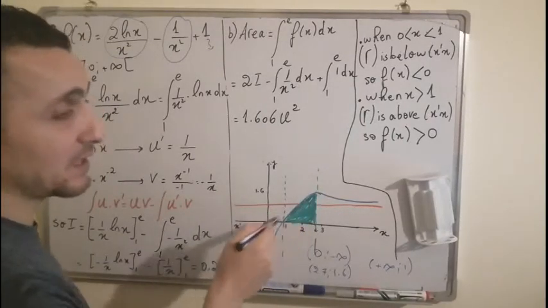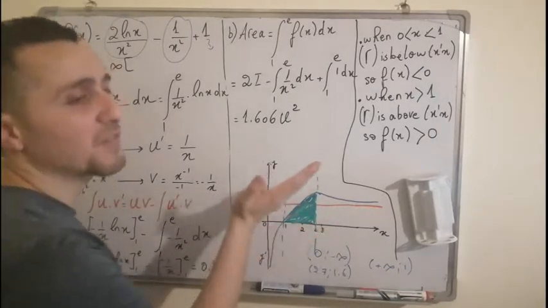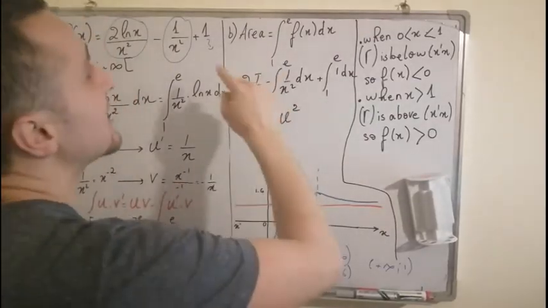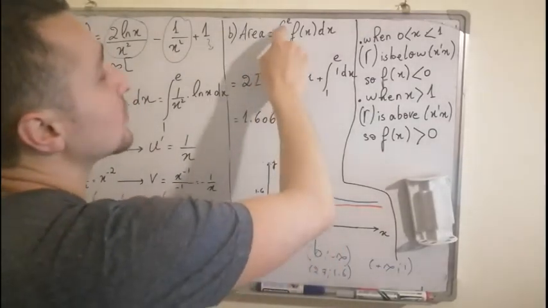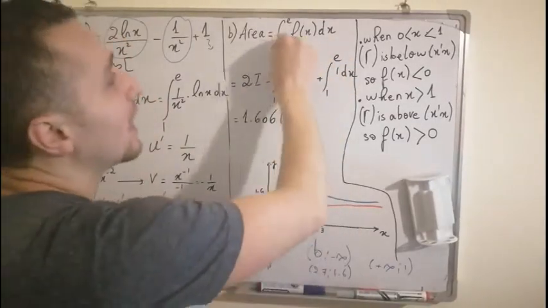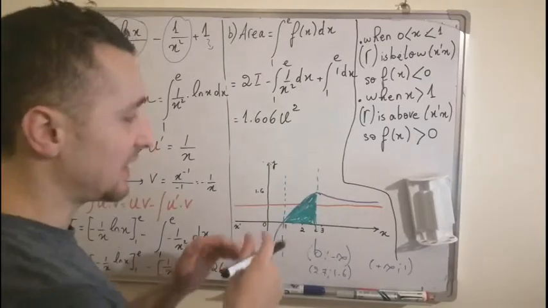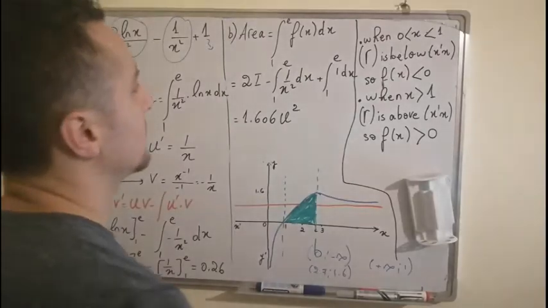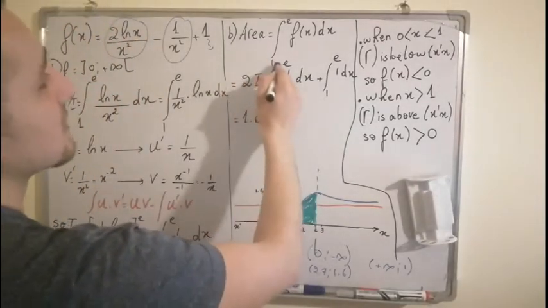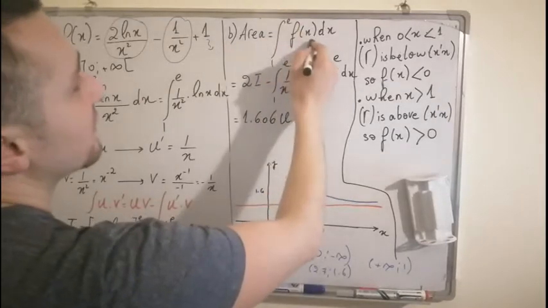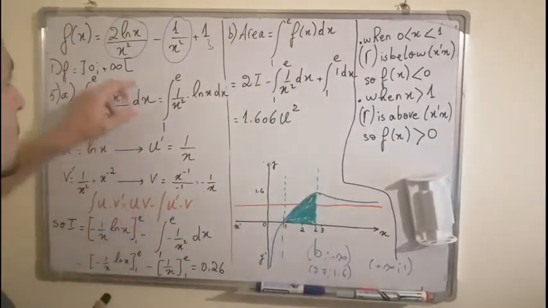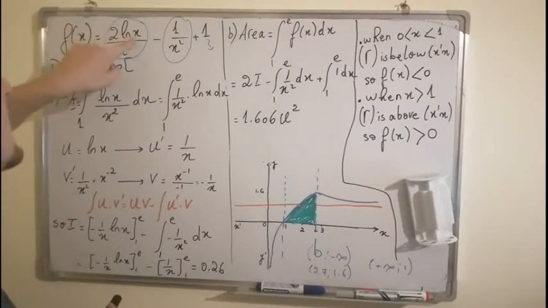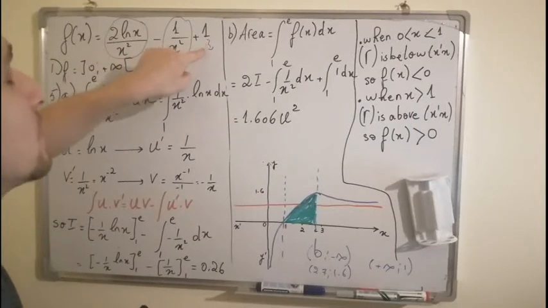And we remark that this one is above the x-axis, so the area of the demanded region is the integration from 1 to e of f of x dx, not minus f, since the curve in this part is above the x-axis. So the area equals the integration from 1 to e of the function f of x dx. And we know that the function f of x is in the form of 2 ln x over x² minus 1 over x² plus 1.